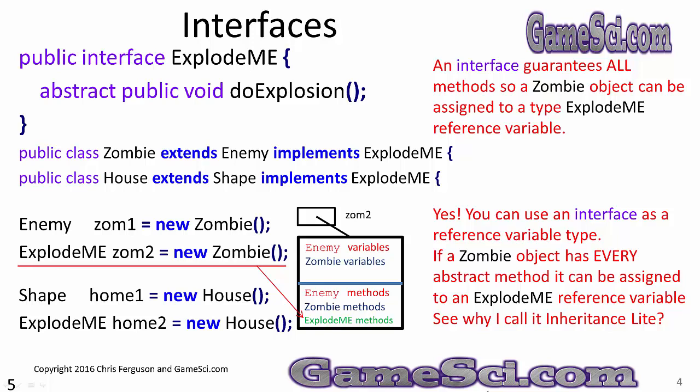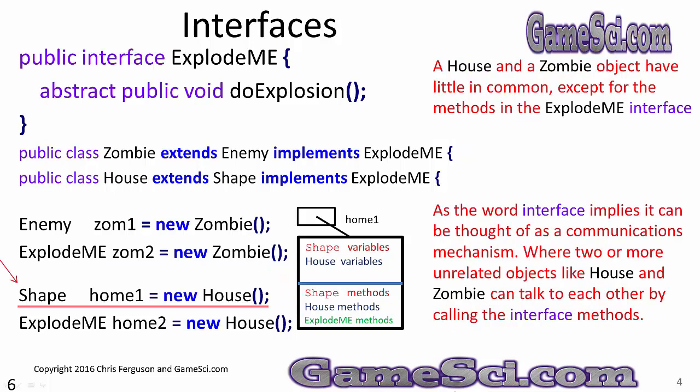Yes, you can use an interface as a reference variable type. If a Zombie object has every abstract method, it can be assigned to an ExplodeMe reference variable. See why I call it inheritance light? You're getting a lot of the features of inheritance, a lot of the interoperability of inheritance without going into detail.